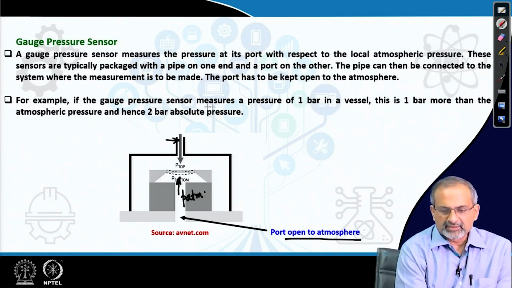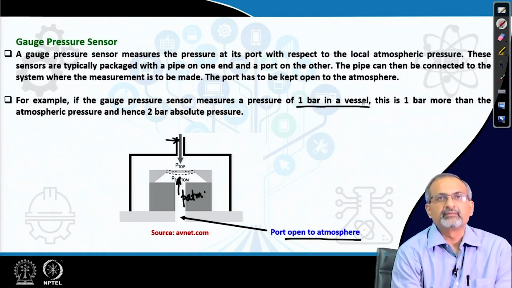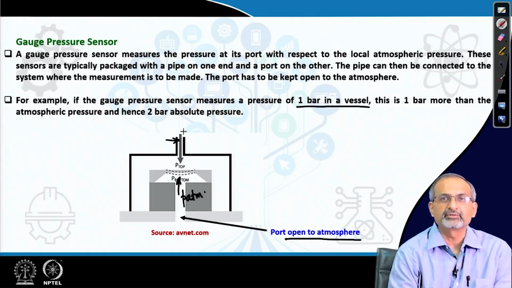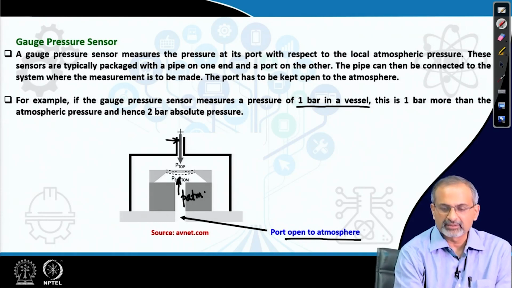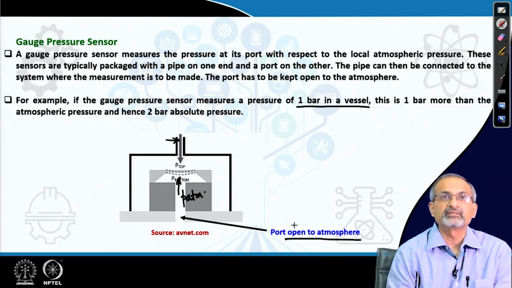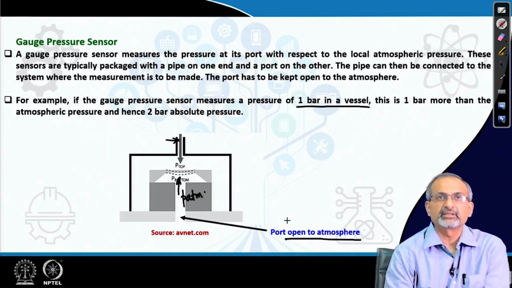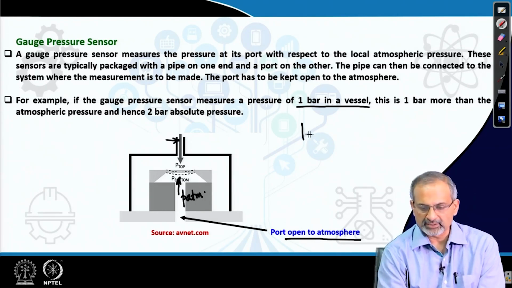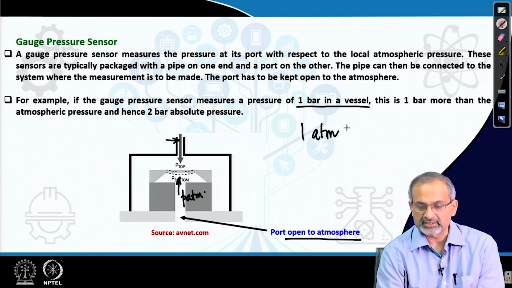So, if the gauge pressure sensor measures a pressure of 1 bar in a particular vessel to which this port is connected, then essentially the absolute pressure of that vessel would be 1 bar plus another 1 bar, because it is being measured with respect to atmospheric pressure, provided the atmospheric pressure in that neighborhood is nearly 1 bar. Otherwise, it works as one ATM, whatever it is, which is basically a function of altitude, plus 1 bar.